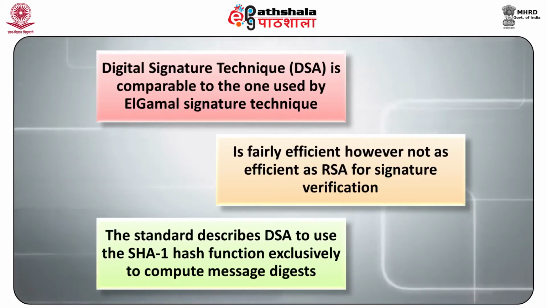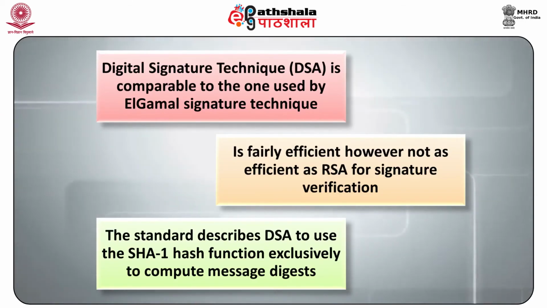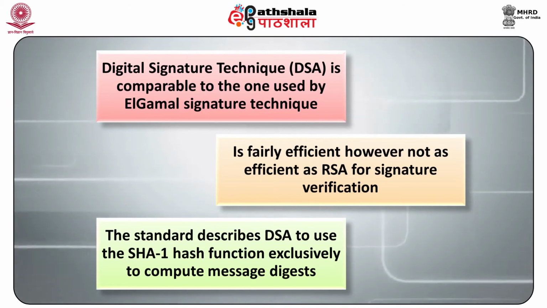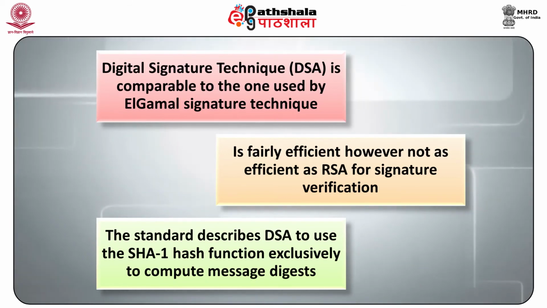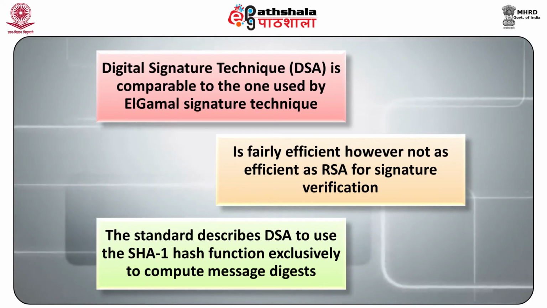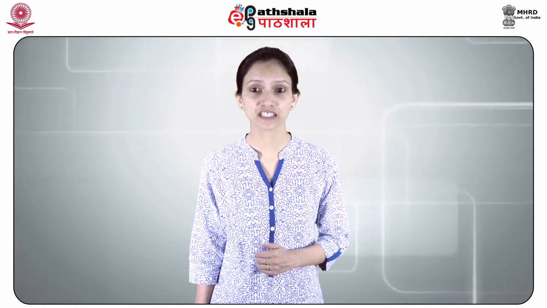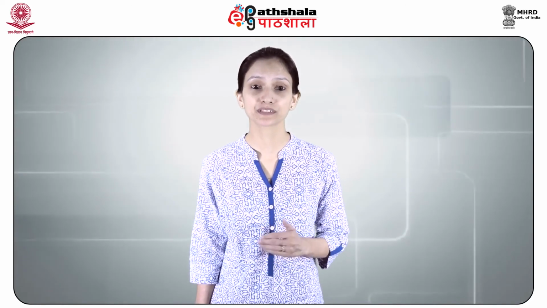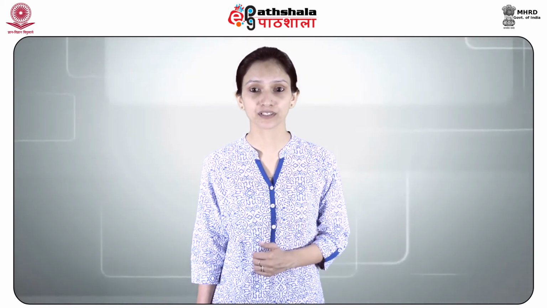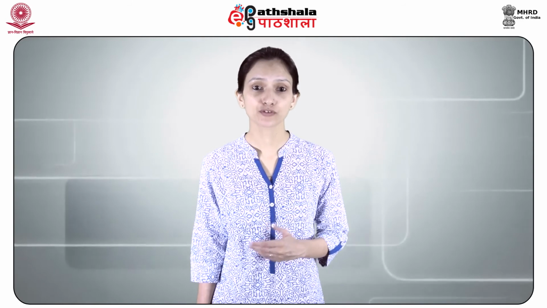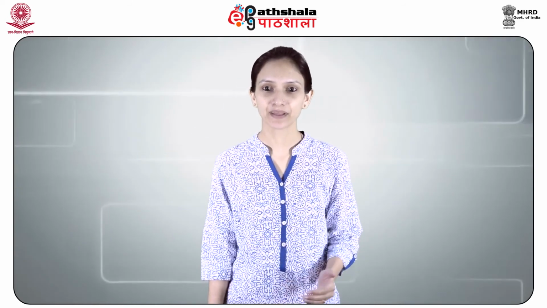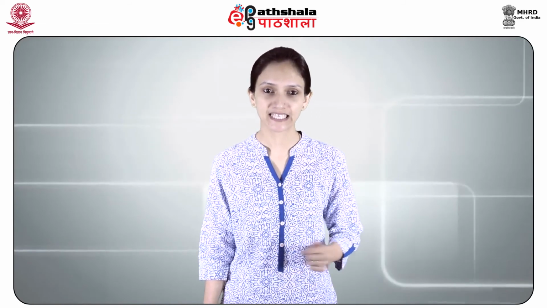The Digital Signature Algorithm, or DSA, is comparable to the one used by the ElGamal signature technique. It is fairly efficient, however not as efficient as RSA for signature verification. The standard describes DSA as using the SHA-1 hash function exclusively to compute message digests. The foremost difficulty with DSA is the fixed subgroup size, the order of the generator element, which limits the security to only about 80 bits. Hardware attacks can be menacing to some implementations of DSA.